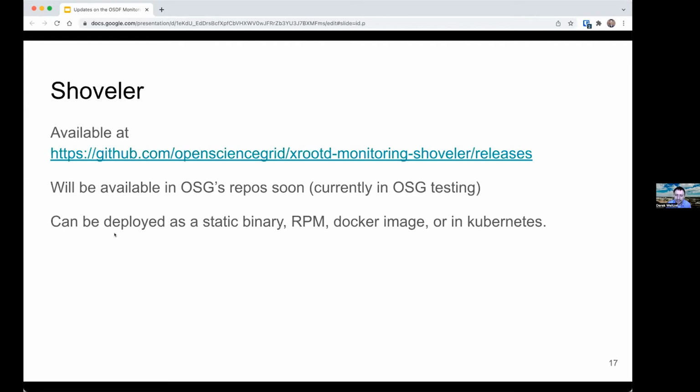So the shoveler is available. It will be available for download in OSG repos. It's currently in OSG testing. It can be deployed as a static binary, an RPM. It also has a Debian package, a Docker image, or it can be deployed in Kubernetes.